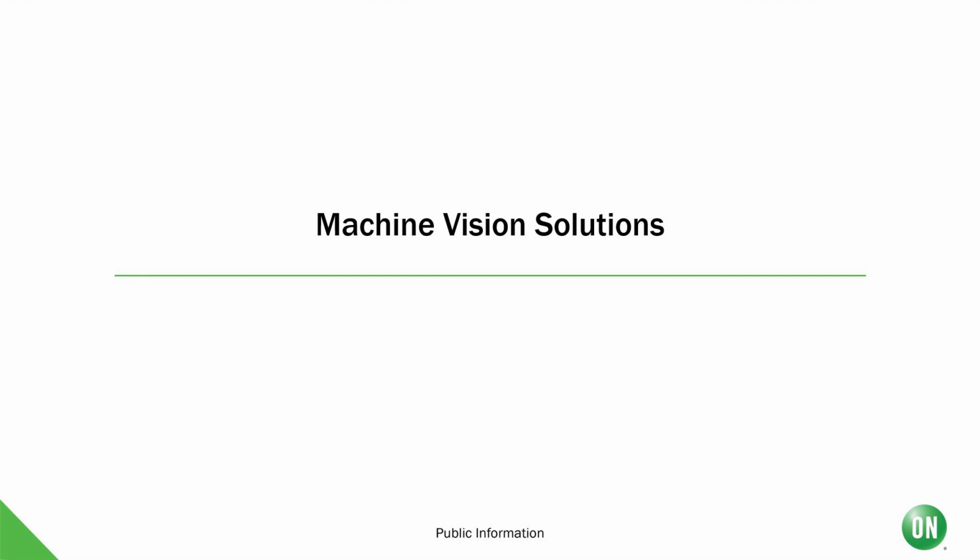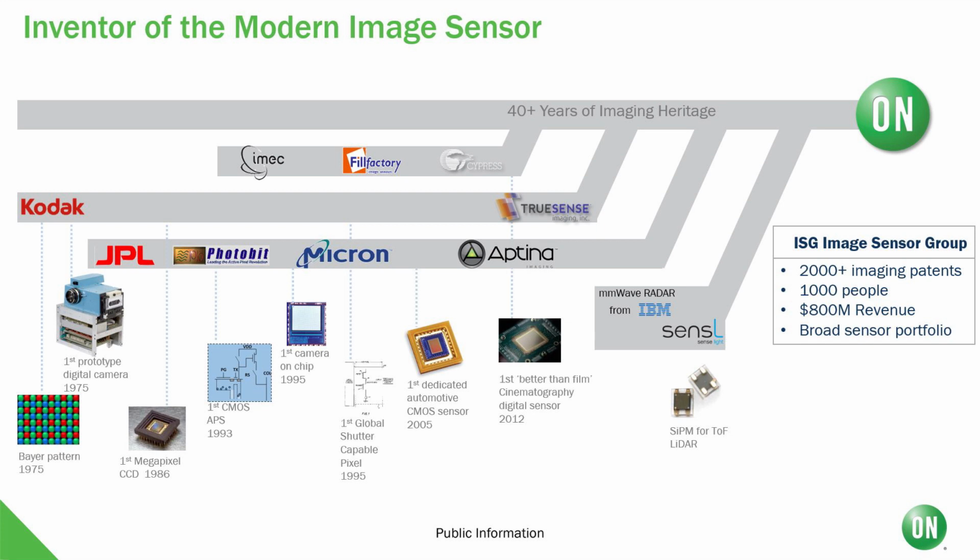So a little bit more detail into some of our products to help you with your machine vision solutions. So ON Semiconductor, we've actually been developing and designing image sensors for quite some time. The intelligent sensing group of ON Semiconductor is actually a combination of many different image sensor companies, which you have likely heard of over the years.